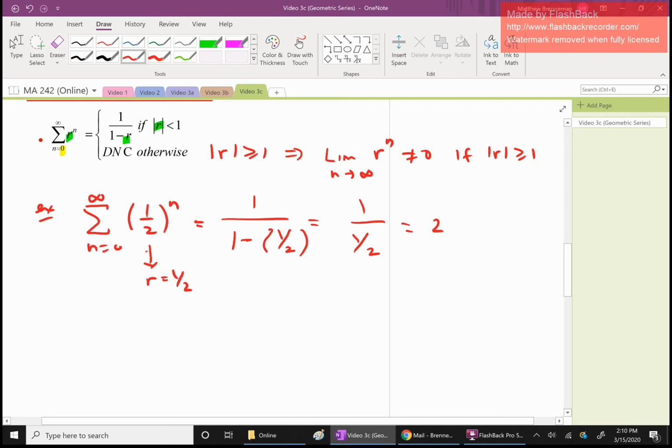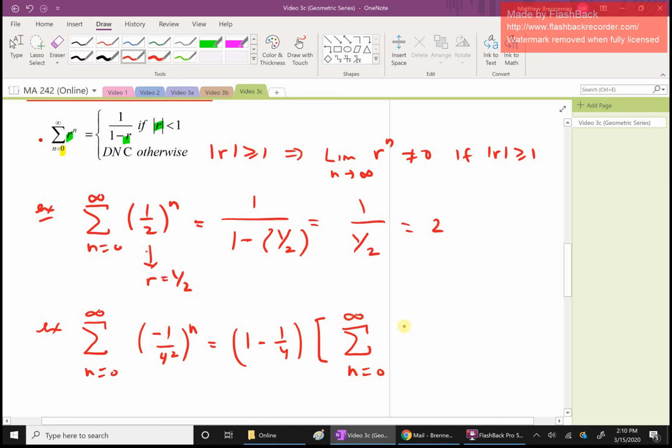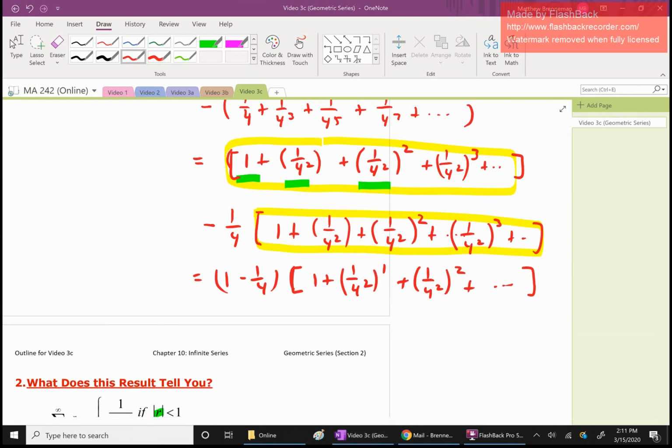Okay, if we go back and we look at this example we just considered, where we had to reindex and move around terms a little bit, this was our series, right? Well, I can actually write this like this if I wanted to. And we saw that this was equal to 1 minus 1/4 times this infinite series. So I'm referring to this result we had right here. So this is the 1 minus 1/4 part, and this is the infinite series. And this infinite series we said was a geometric series. And so it's really this part that we want to evaluate.